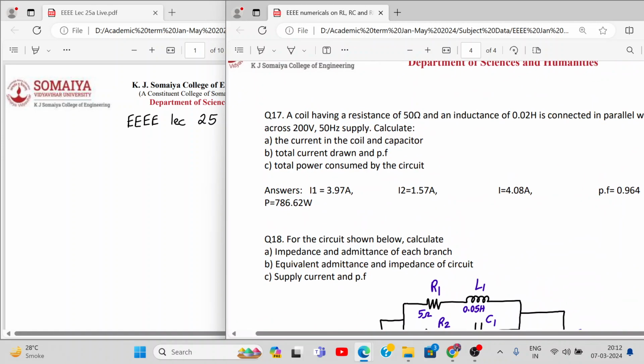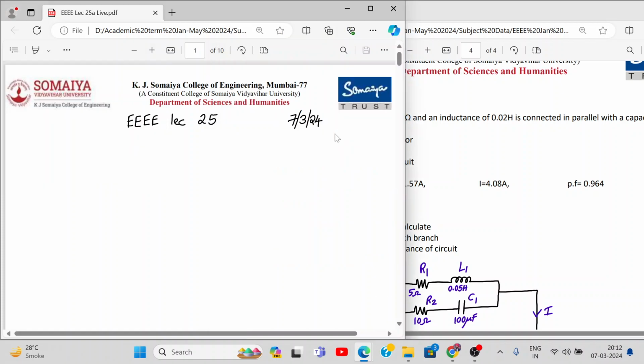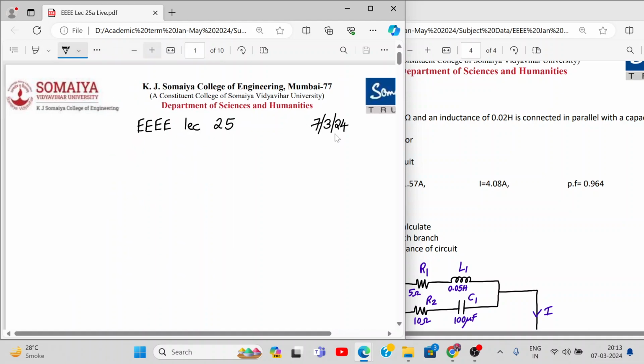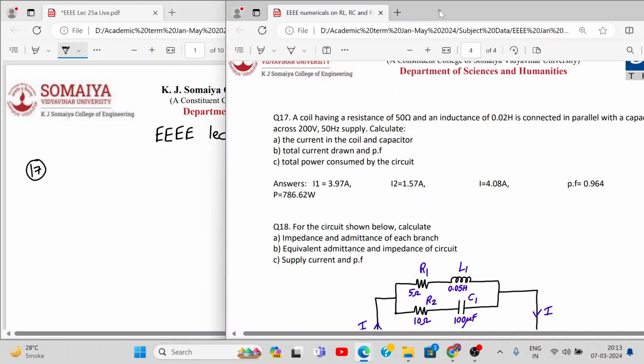That will be numerical number 17. So let us write the given data over here. Numerical number 17. So we'll write the given data.